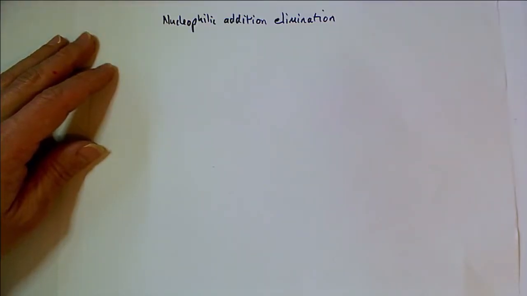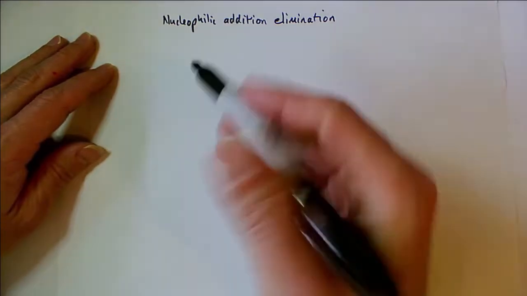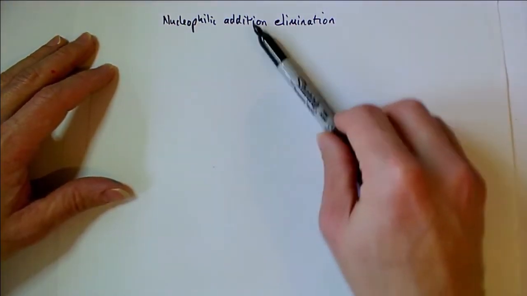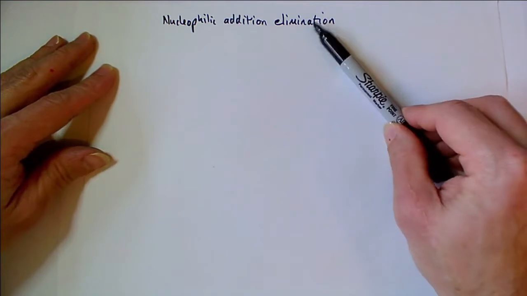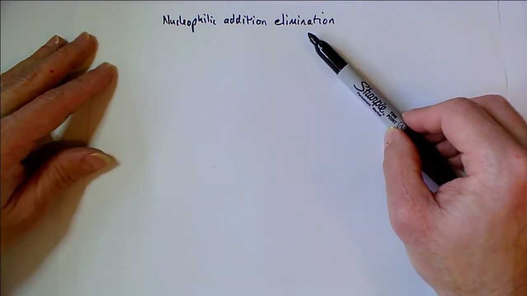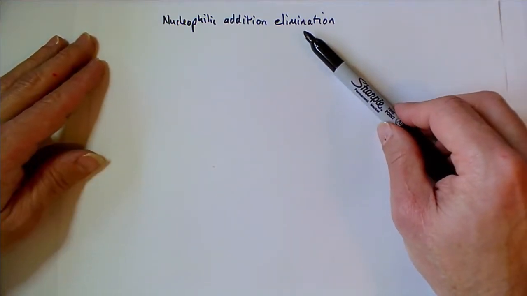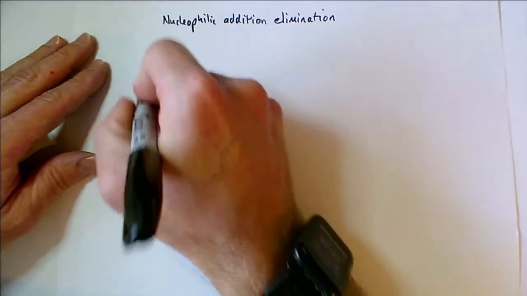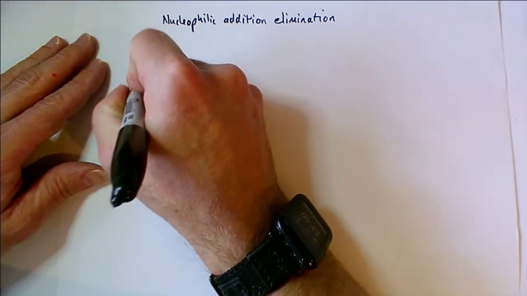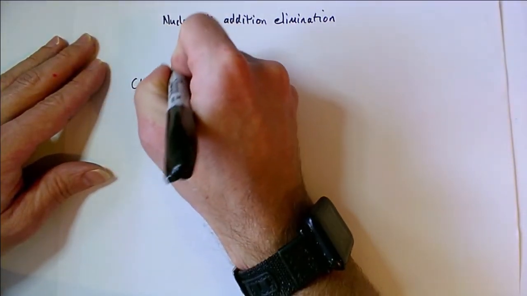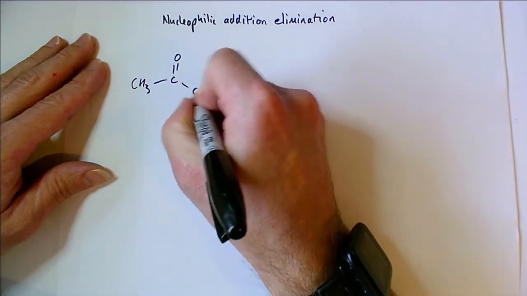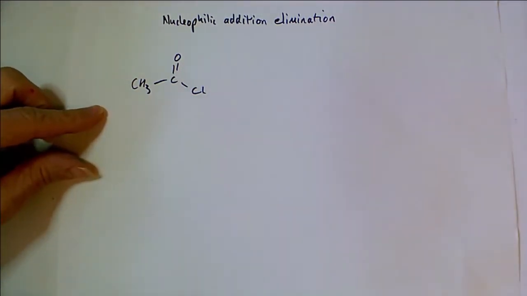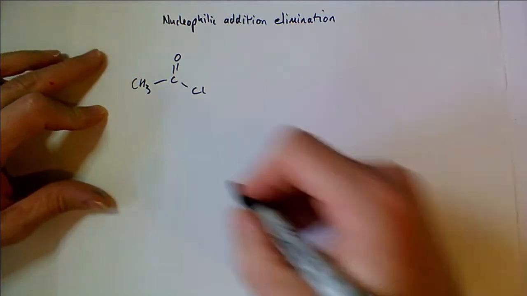So as the name implies, nucleophilic addition-elimination, we're going to have a nucleophile involved. We're going to have an addition step, and we're going to have an elimination step. So expect a few curly arrows in this one. Let's start off with a structure of an acid chloride. I've just done ethanoyl chloride here just because it's an easy one to do. And I need a nucleophile.